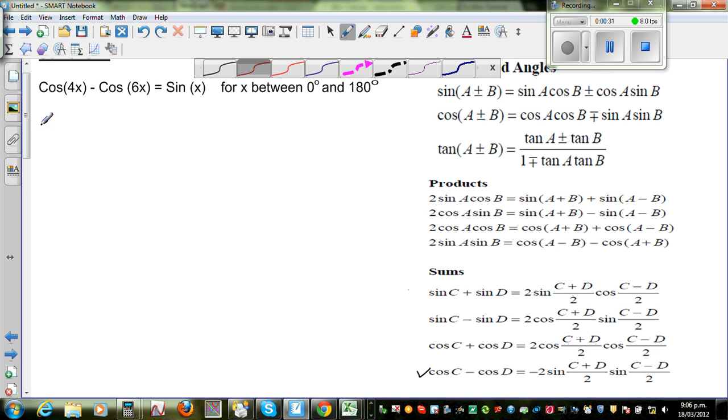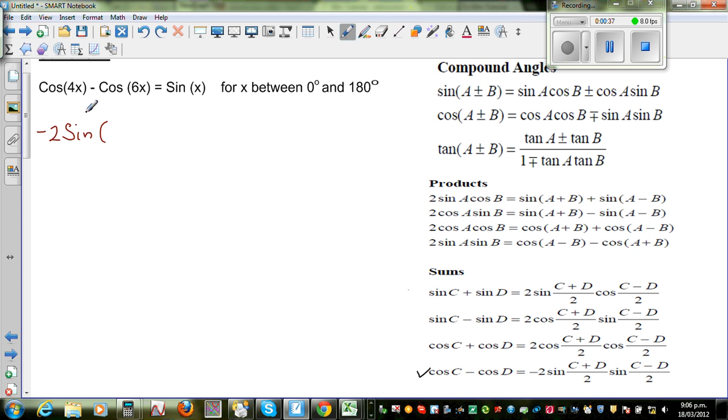So using that formula, I can say this is minus 2 sine of (c plus d), which is 10x, divided by 2, which is 5x, and sine of (c minus d), which is minus 2x, divided by 2 is minus x, is equal to sine of x.